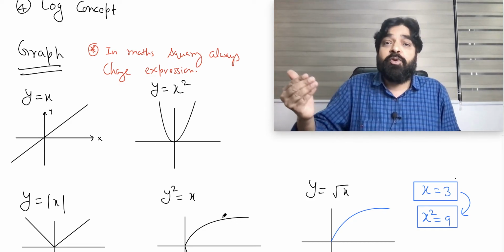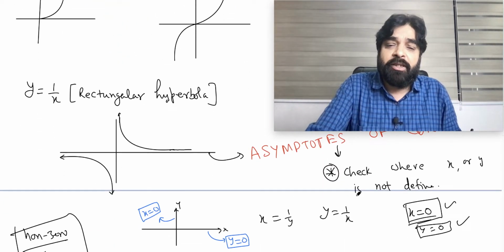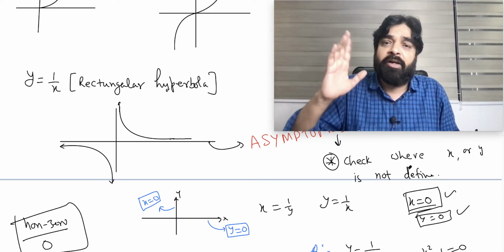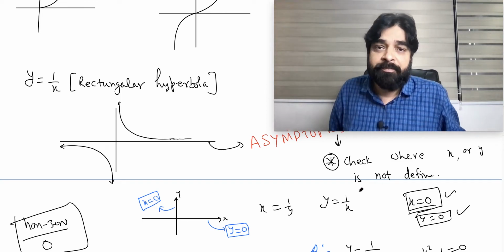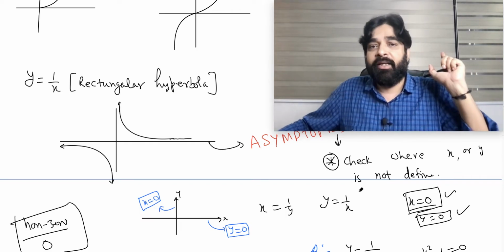To know the asymptotes, we don't require the graph. We can see directly by using the point I told you: check where x and y are not defined. That is the way to calculate the asymptotes. I am sure everybody is able to understand the point very clearly, right?